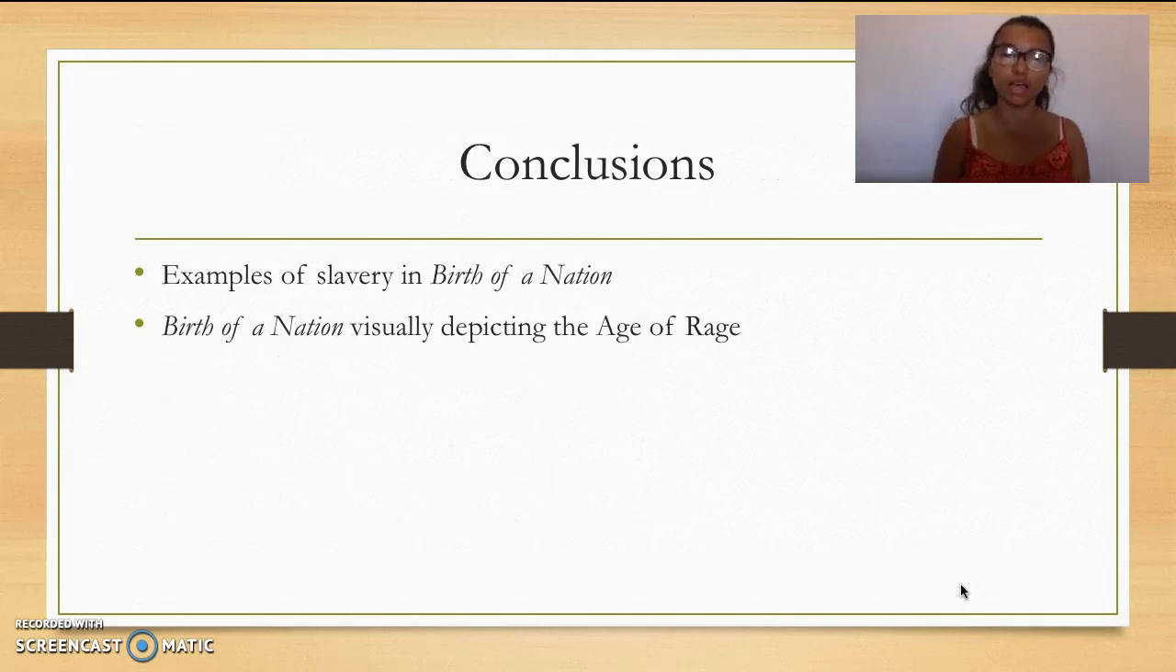So in conclusion, I've talked about several different examples of slavery that were shown in Birth of a Nation. I also talked a little bit about how the slaves showed some of the freedom that they had, and then I ended with showing how the slave rebellion in Birth of a Nation was the way of depicting the age of rage that Dr. Smith had talked about in the After Slavery video clip that we watched for class.